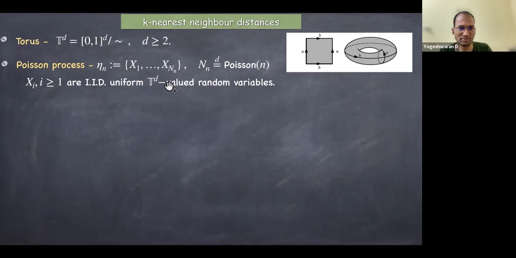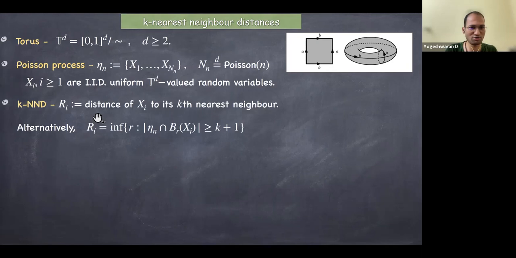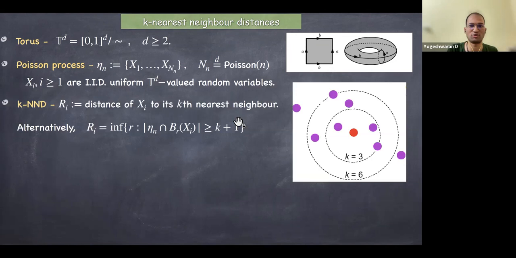An important statistic of this data, if you think of it as data, is this: for each point xi, you measure the distance to its k nearest neighbor, for example the smallest ball which contains k plus 1 points, including xi. Remember, xi is also a point in eta n. So it is the smallest ball containing k plus 1 many points around xi. For example, in a figure where my red point is xi, if I take k equal to 3, this is the ball that contains 4 points. If I take k equal to 6, I look at the ball that contains 7 points. The radius of the ball is what I consider as the distance to the k nearest neighbor. So NND means nearest neighbor distance.